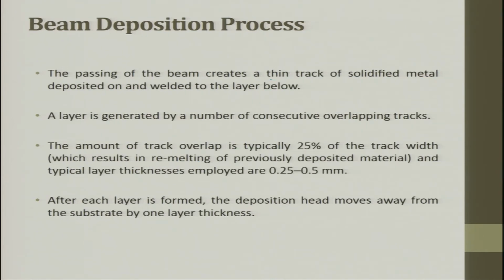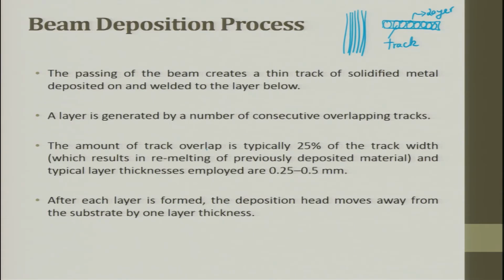The passing of the beam creates a thin track of solidified metal deposited on and welded to the layer below. A layer is generated by a number of consequent overlapping tracks. So, what we are talking about, these are the tracks. Several of these tracks form a layer. These are the tracks and these are the layers. These are tracks and the entire thing is a layer.